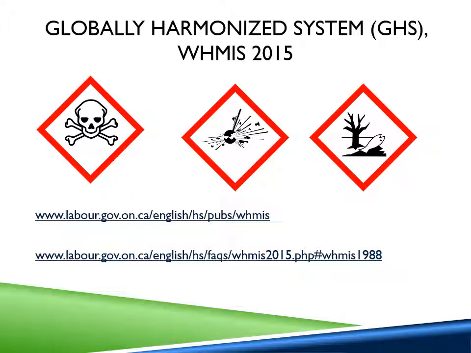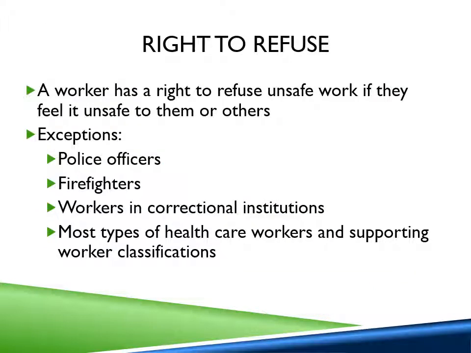Currently, suppliers may begin to use the new system. Employers must train workers about WHMIS 2015 over a reasonable time frame after new labels and safety data sheets appear in their workplaces. Employers must comply with WHMIS 2015 by December 31st, 2018. During the transition period, employers may continue to train in the WHMIS 1988.